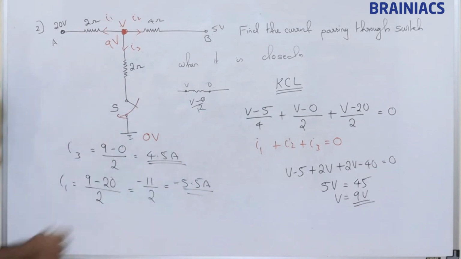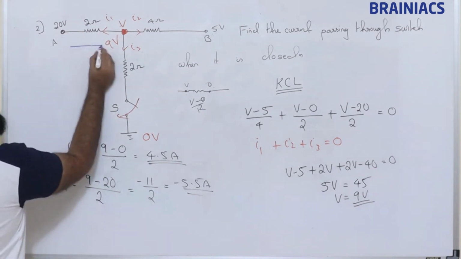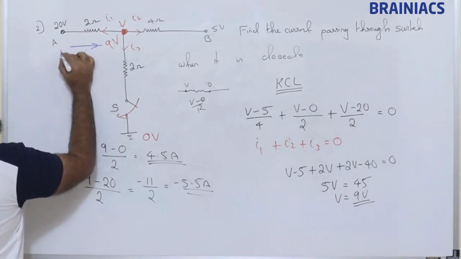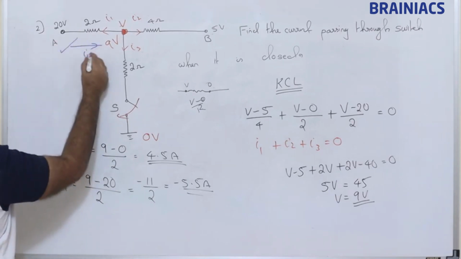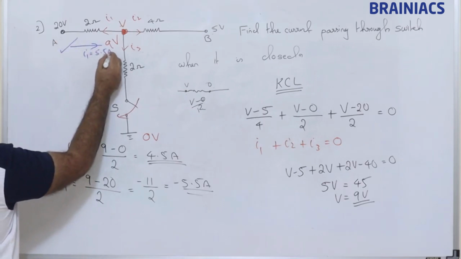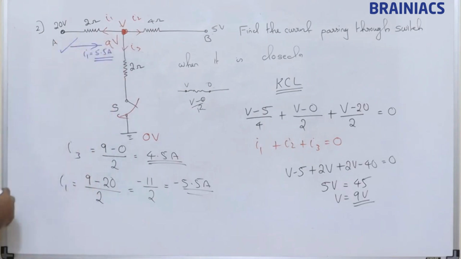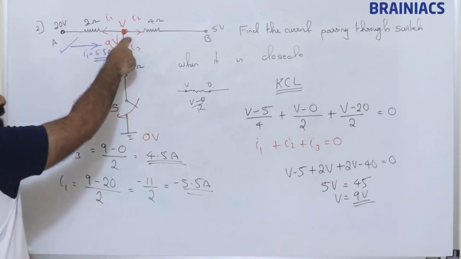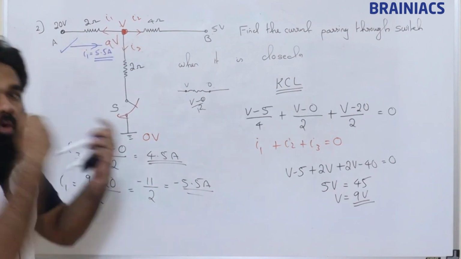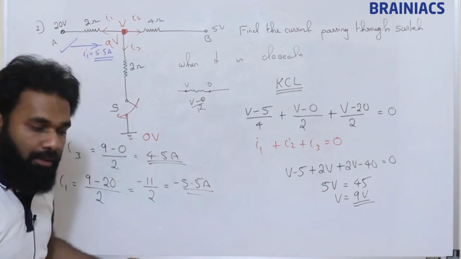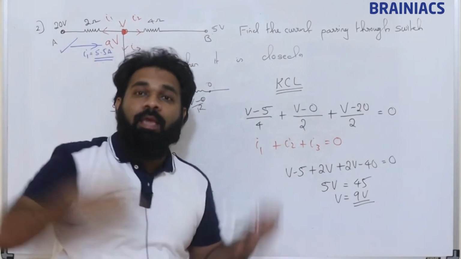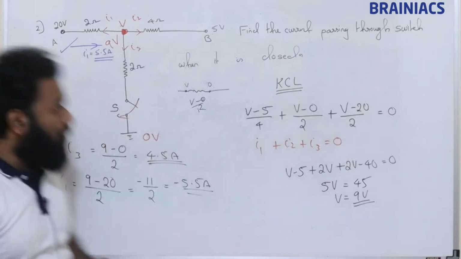I am getting a minus. So the actual direction of flow will be in the opposite direction, this will be the direction of I1, exactly 5.5 ampere. So I took the wrong potential. I took V as superior to all other potentials, which is wrong. But I got the correct answer. So anything you can take, no worries at all.